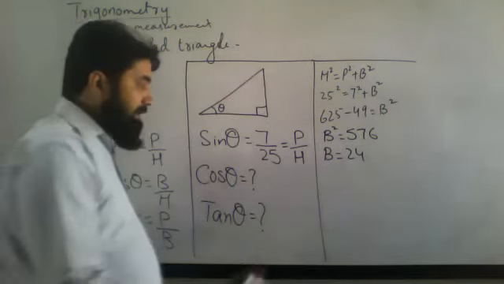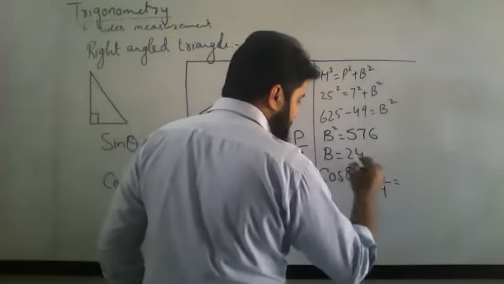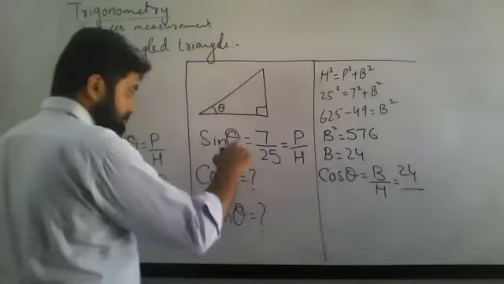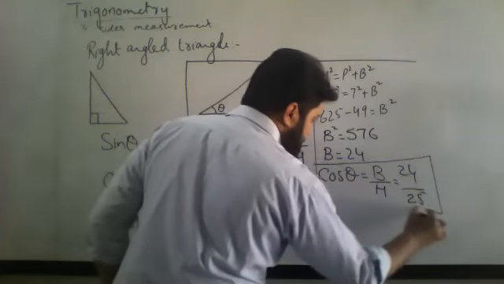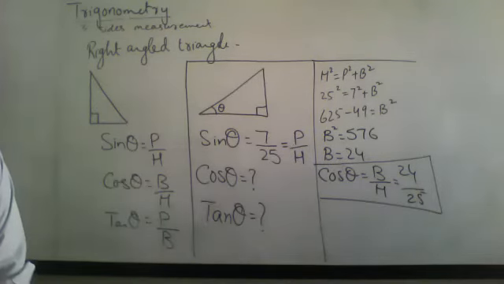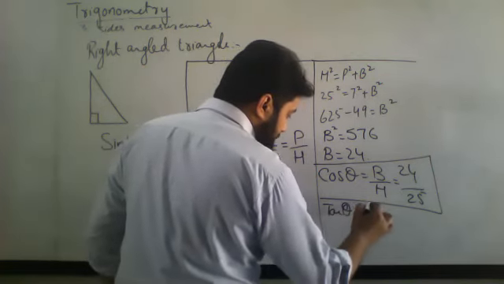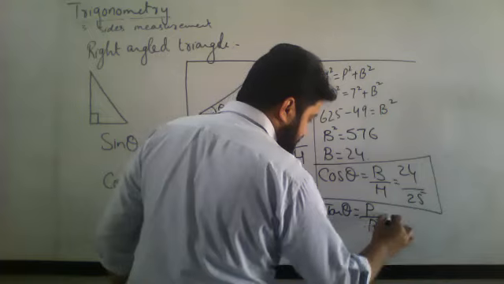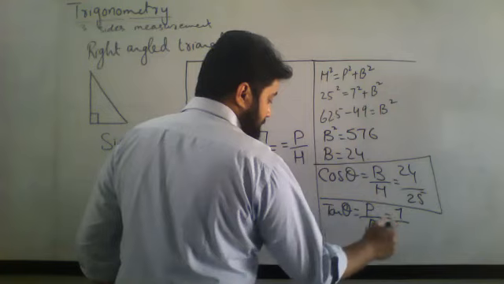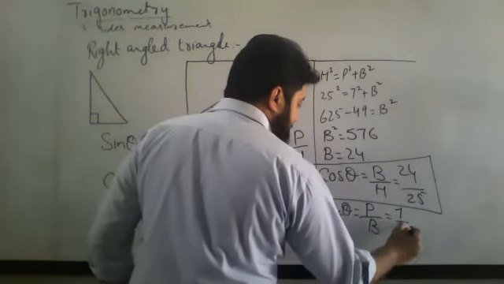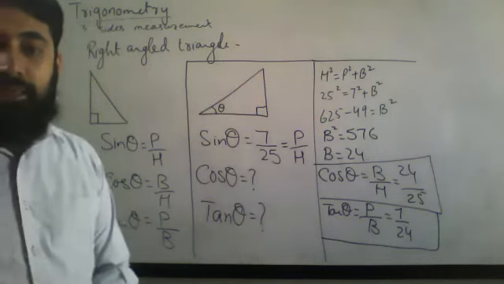So now I have to find the value of cos theta, which equals base upon hypotenuse. What is base? 24. What is hypotenuse? Hypotenuse was given 25. So cos theta equals base over hypotenuse, 24 over 25. In the same way, if I have to find tan theta, perpendicular over base. What's your perpendicular? 7. Your base, 24. So your final answer is coming 7 over 24 in this scenario.